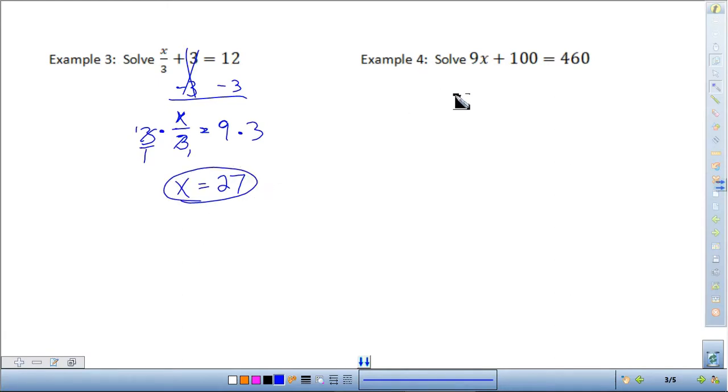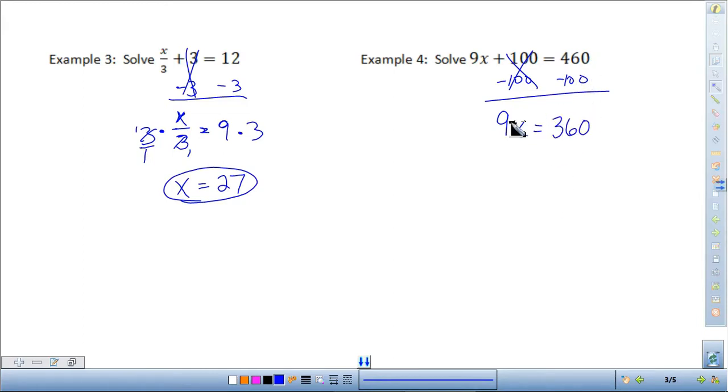Example 4, 9x plus 100 equals 460. Don't be afraid of those bigger numbers. The process is going to be exactly the same. So we see our variable on the left. We're going to get rid of what's being added or subtracted, which is this plus 100. So we're going to go ahead and subtract 100 from both sides. 100 minus 100 is 0, so that cancels out. On the left side, we're left with 9x. On the right side, we have 460 minus 100, which is 360.